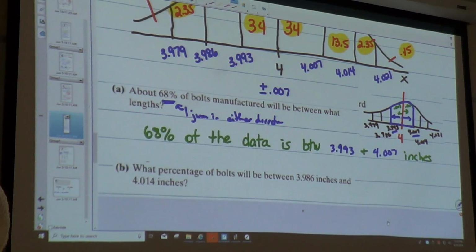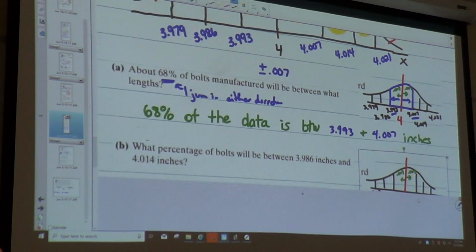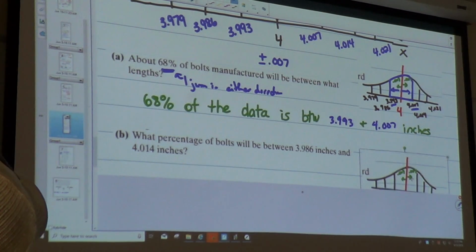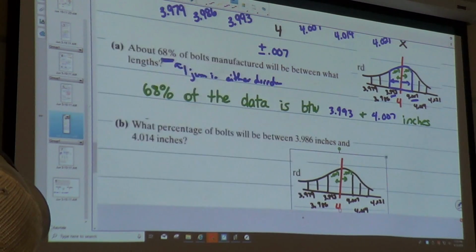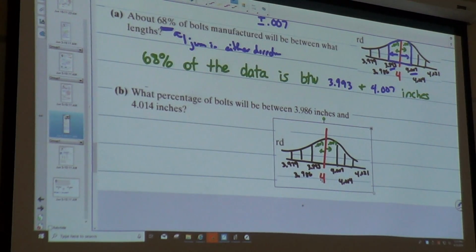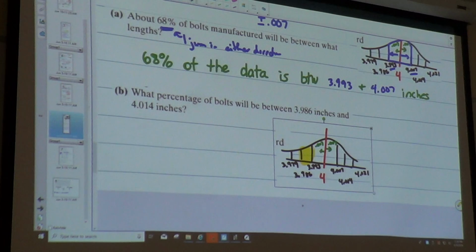What percentage of bolts, so now we want to know the percentage. What percentage of bolts fall between 3.896 and 4.014? So, 3.896 is two jumps to the left, and 4.014 is actually two jumps to the right. So we went jump, jump to the left, and jump, jump to the right. So what percentage matches up with two jumps? 95. Whoop, there it is.